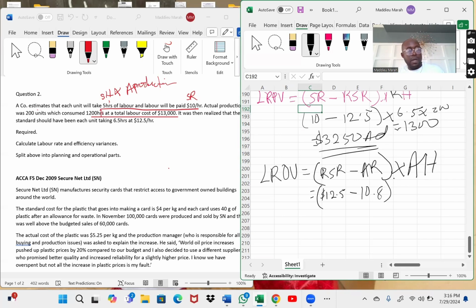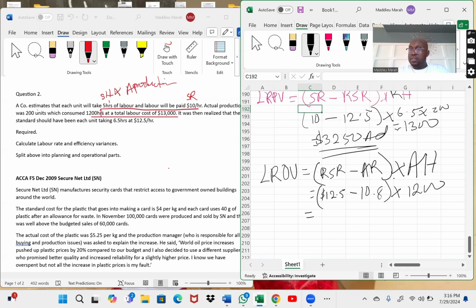And what's our actual hour? Sorry. Our actual hours now would be 1,200. So what did we result at? 12.5 minus 10.8 multiplied by 1,200.